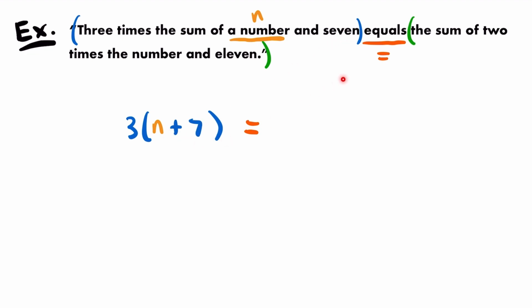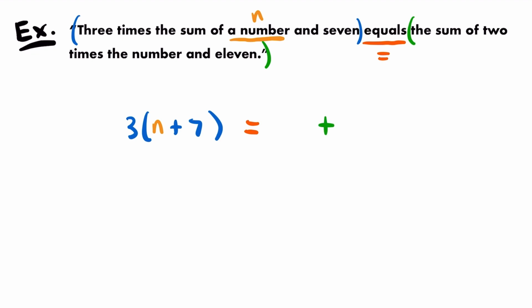But now what about the other side of the equal sign? Because that takes care of everything on the left side. But what about on the right? We have the sum of 2 times the number and 11. Now the first operation I see, once again, is the sum. So we know that we are adding two things together. So I'm going to write down a plus sign.